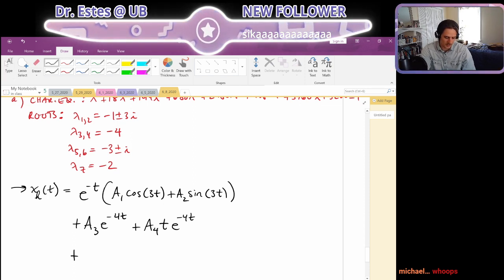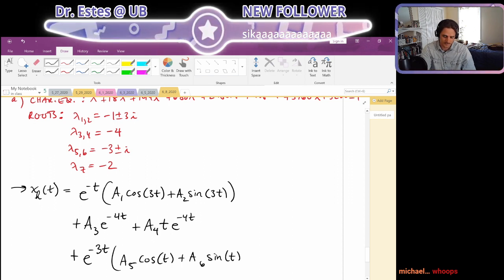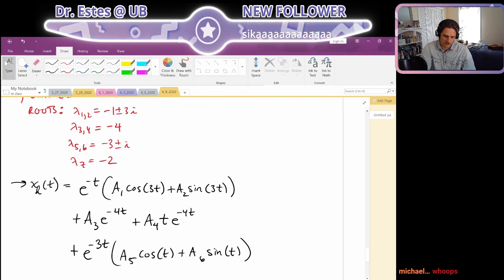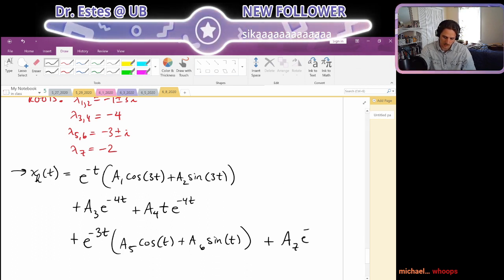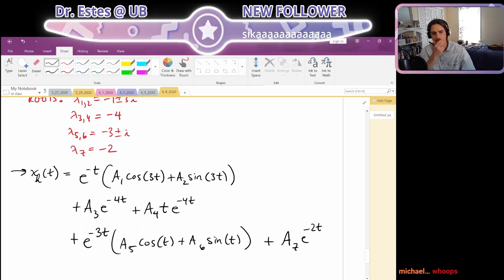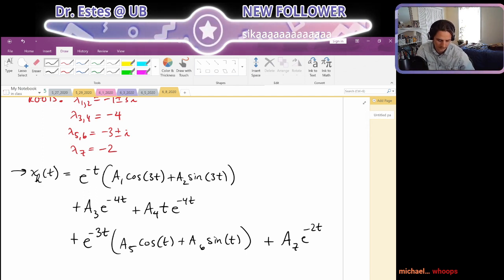All right, let's move on to the next. e to the minus 3t, a5 cosine t plus a6 sine t. And we're almost there. We just need plus a7 e to the minus 2t. And that's it.